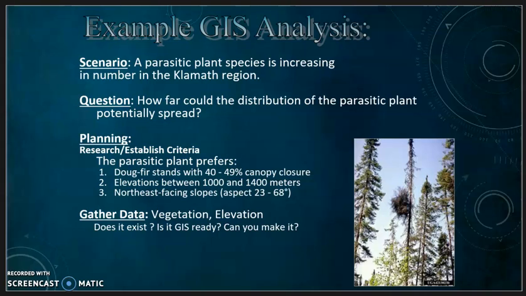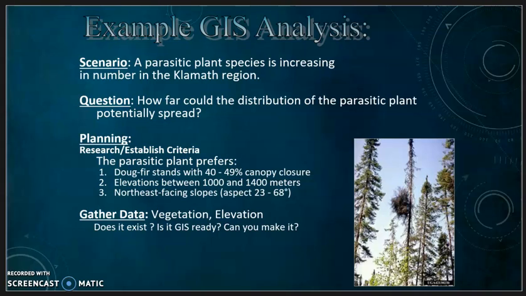All right, I'm going to go over this example. In this slide and the next slide, we're going to be looking at a raster analysis and more specifically a terrain analysis. We didn't really get into this too much in this course, but it's still a good example just to kind of give you guys some ideas. And if you're really interested in terrain analysis, you're more than welcome to reach out and ask for guidance from me. Okay, so the scenario here states a parasitic plant species is increasing in number in the Klamath region. So the question they have posed is, how far could the distribution of the parasitic plant potentially spread?